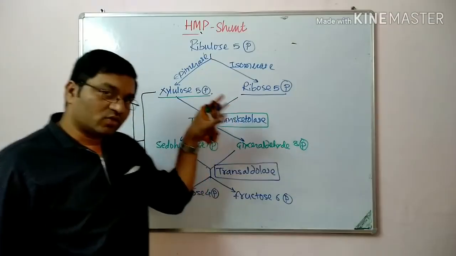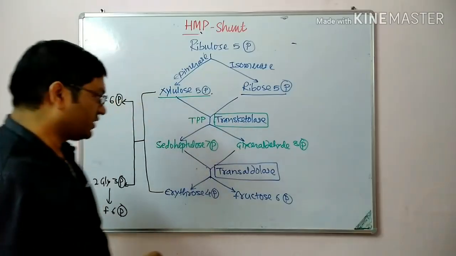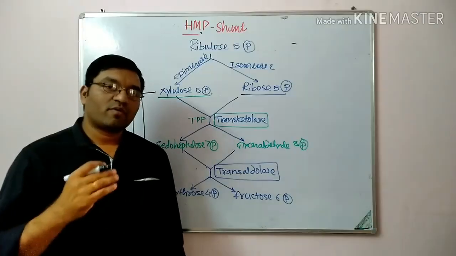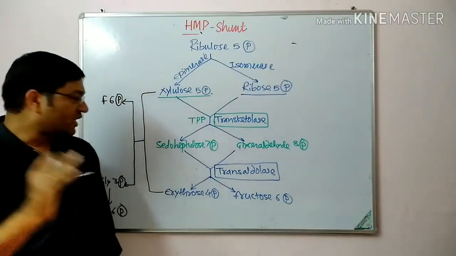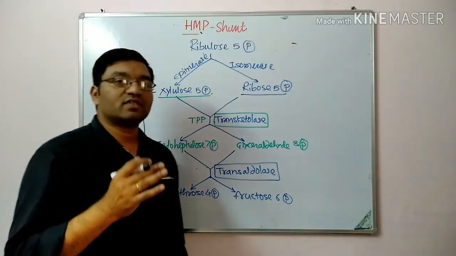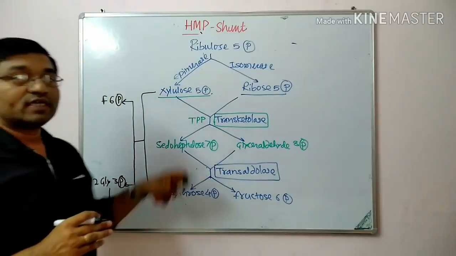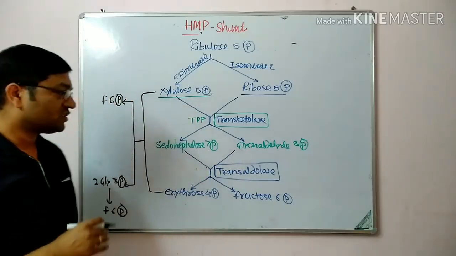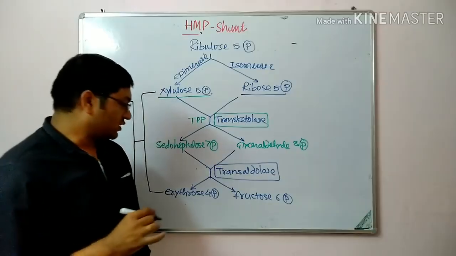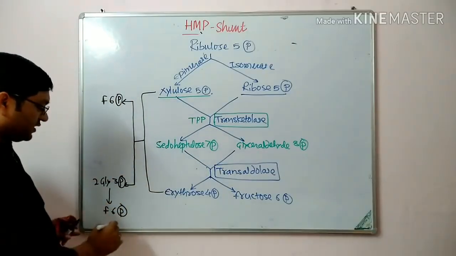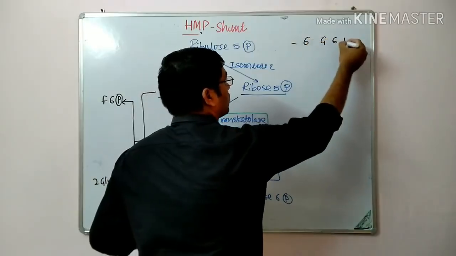If you start from glucose 6-phosphate, there is utilization of 6 molecules of glucose 6-phosphate, and the first carbon from each glucose 6-phosphate is liberated as carbon dioxide, and 5 glucose 6-phosphates are regenerated in the HMP shunt. So there is liberation of 6 molecules of CO2 in the oxidative phase by oxidative decarboxylation, which is catalyzed by 6-phosphogluconate dehydrogenase.